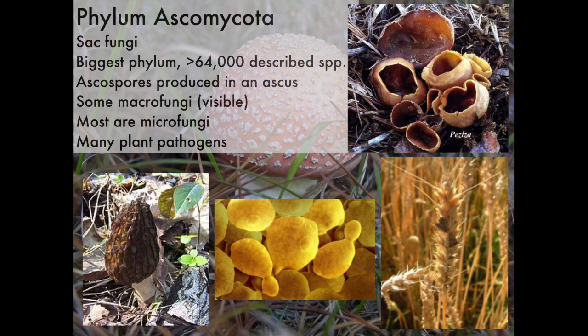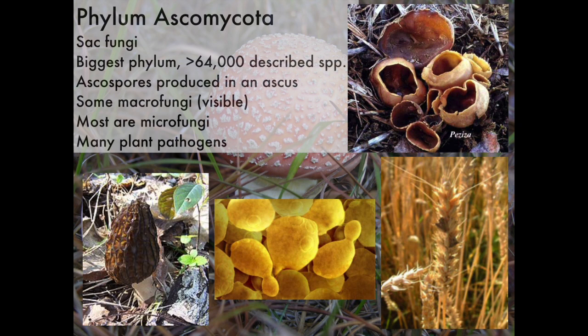The largest phylum of fungi is the Ascomycota. These are the sac fungi. More than 64,000 described species of ascomycetes. And the characteristic of the ascomycetes, the shared derived characteristic of the Ascomycota, is that they produce their sexually derived spores, the ascospores, in a sac-like structure called an ascus. Or if we have more than one ascus, we call them asci.